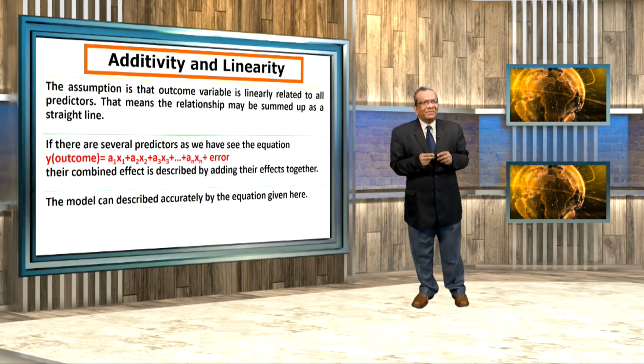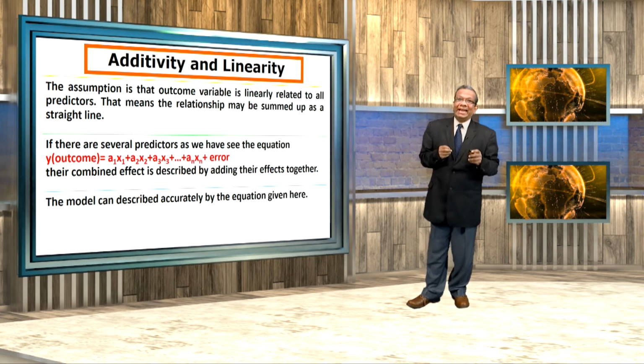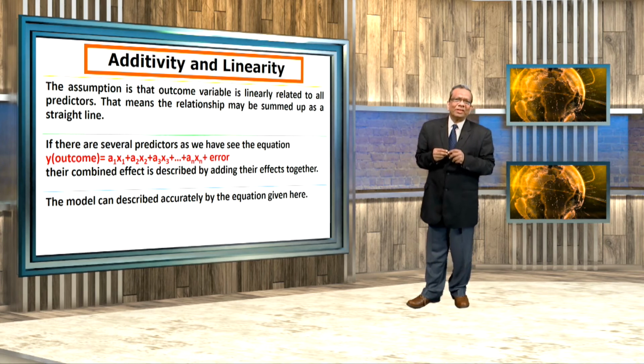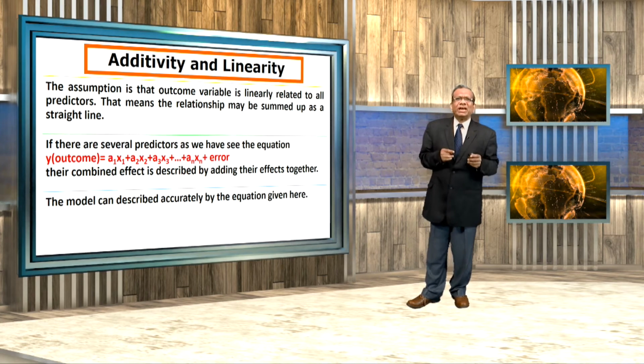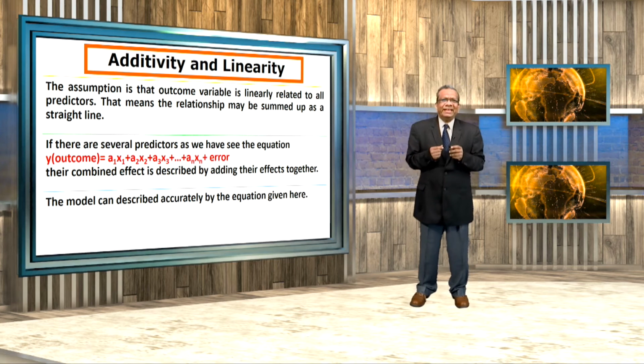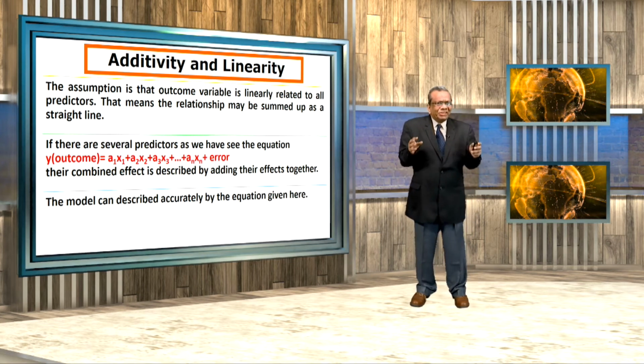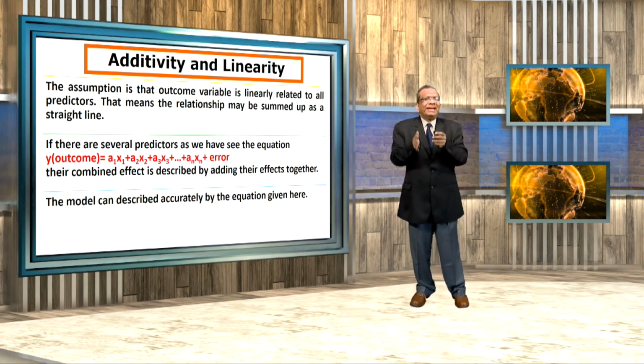The next one is additivity and linearity. This is a very important assumption, but it may be restrictive. The assumption is that the outcome variable is linearly related to all predictors. That means the relationship may be summed up as a straight line.